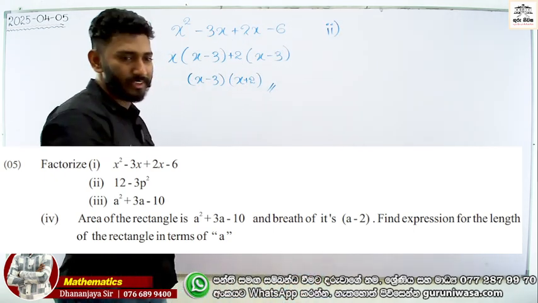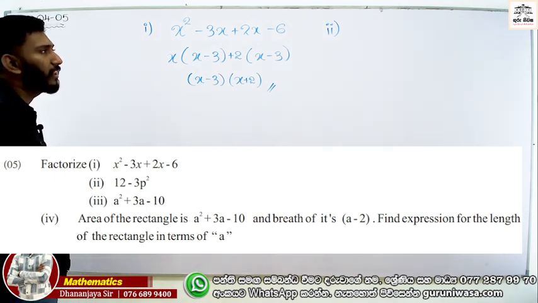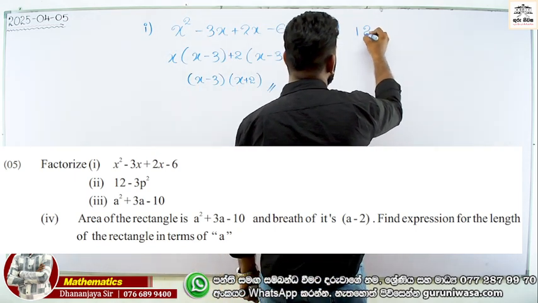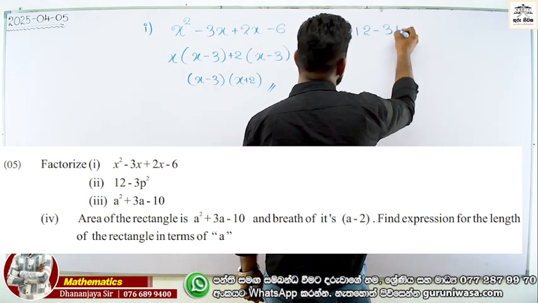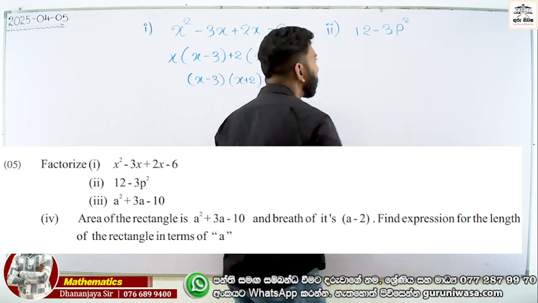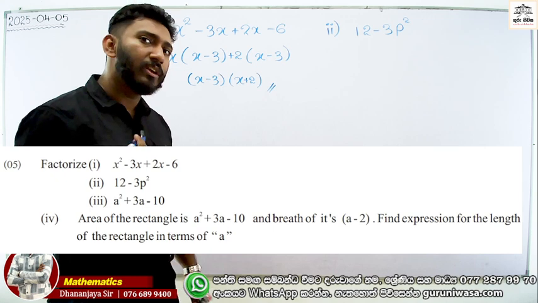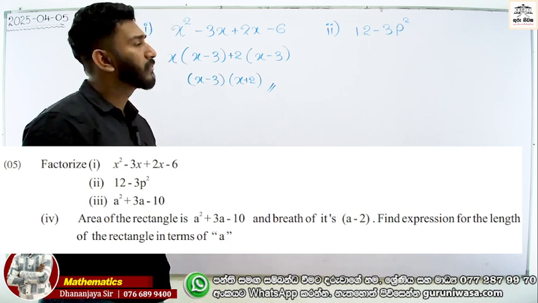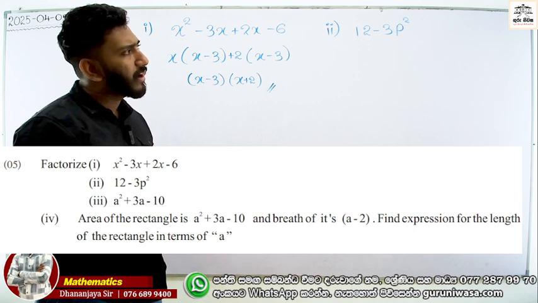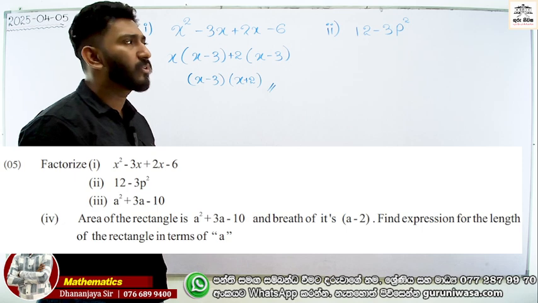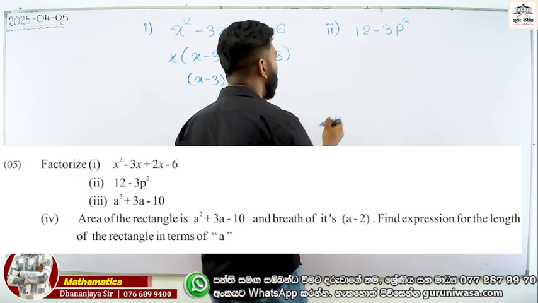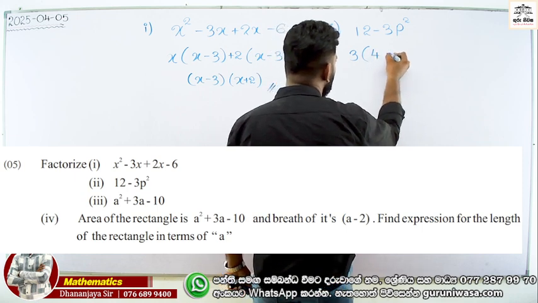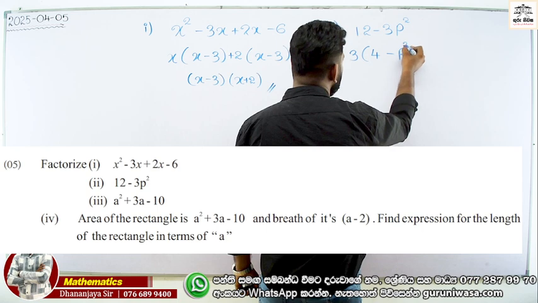The second question is 12 minus 3p squared. Firstly, we are looking for the common factors. If there are any common factors, yes sir, 3 is a common factor. Therefore, we have to write it as 3 into the bracket 4 minus p squared.